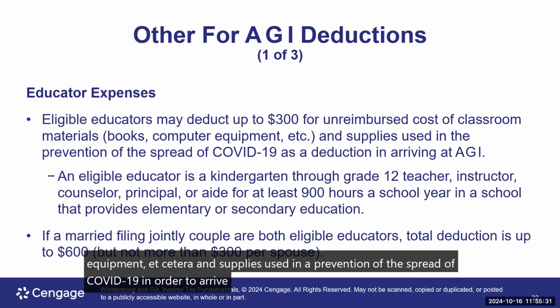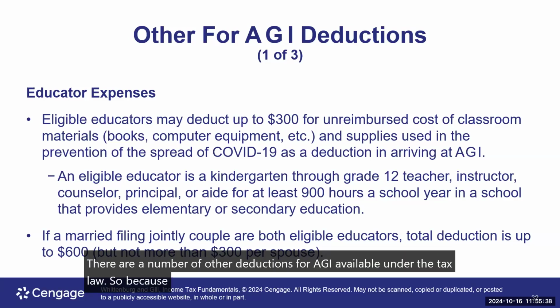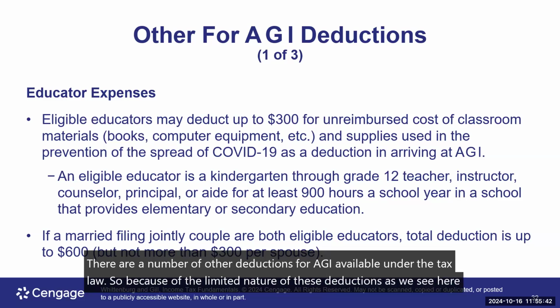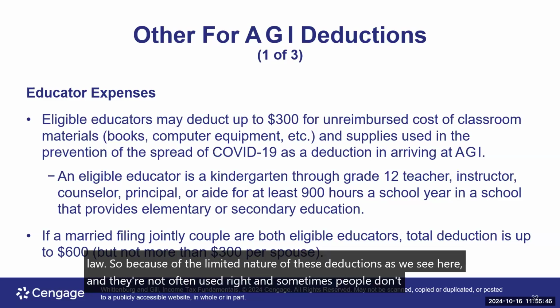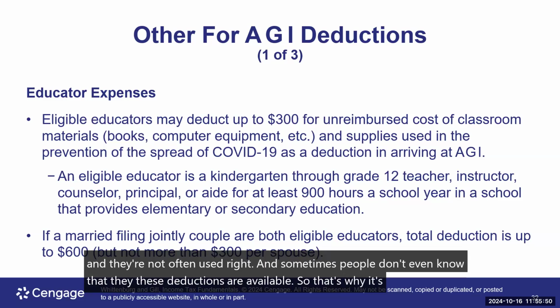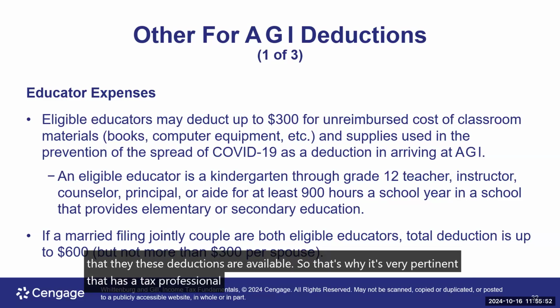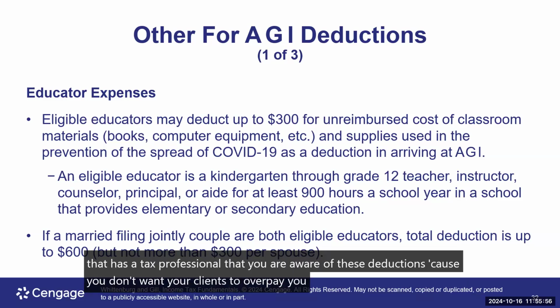So there are a number of other deductions for AGI available under the tax law. Because of the limited nature of these deductions, they're not often used, right? And sometimes people don't even know that these deductions are available. So that's why it's very pertinent that as a tax professional you are aware of these deductions, because you don't want your clients to overpay. You don't want them to miss deductions.